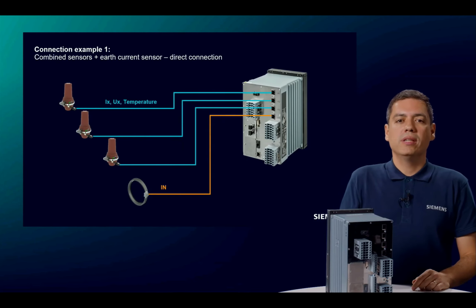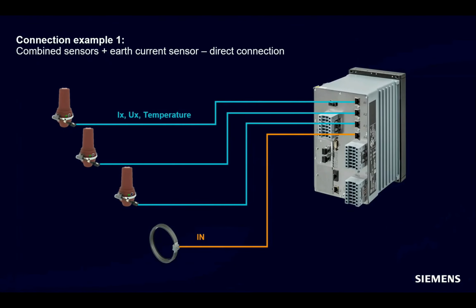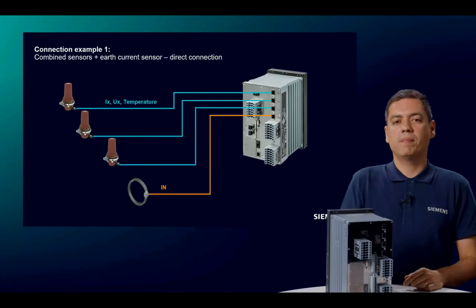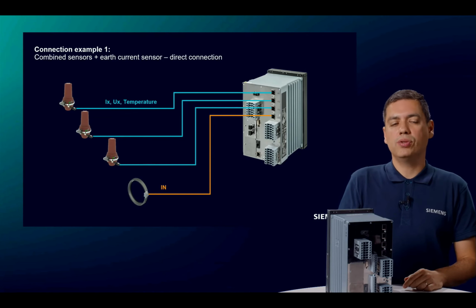Let's move on to the connection examples. That means how the different sensors are connected to the 7SY82 and what other options are available. On this slide, we see the simplest solution. When using combination sensors to detect phase current and conductor to earth voltage, they can be connected directly to RJ45 sockets A1 to A3. If a separated sensor is used to detect the earth current, it can be plugged into A4.